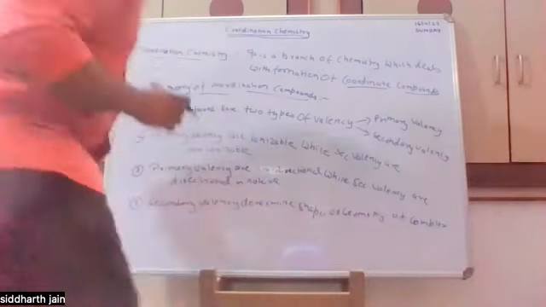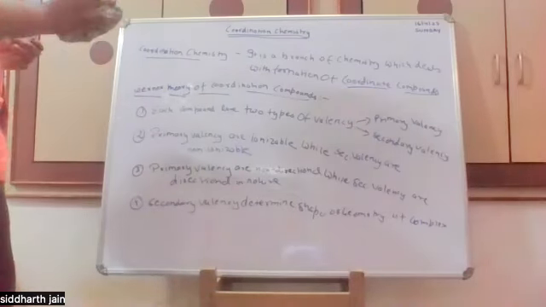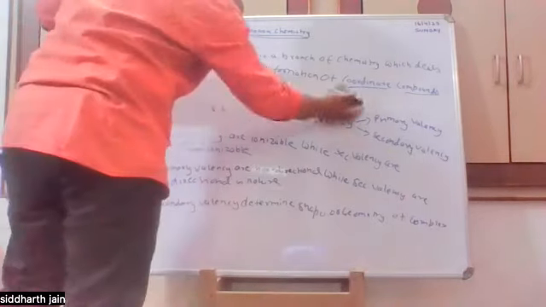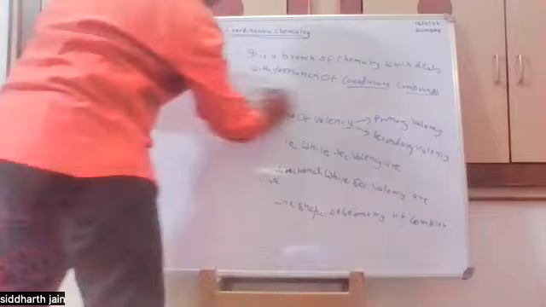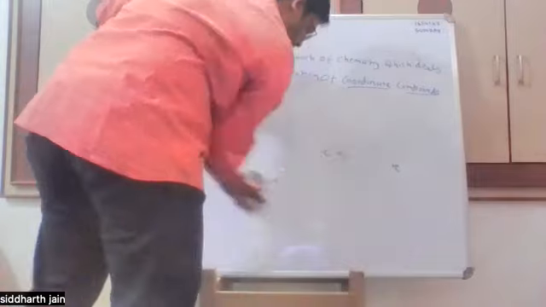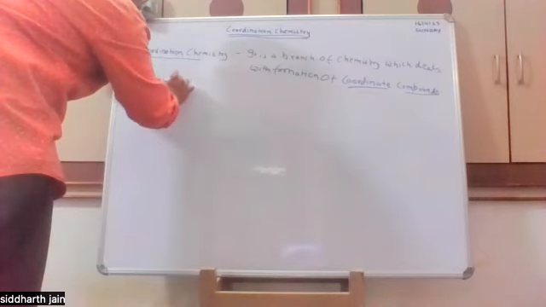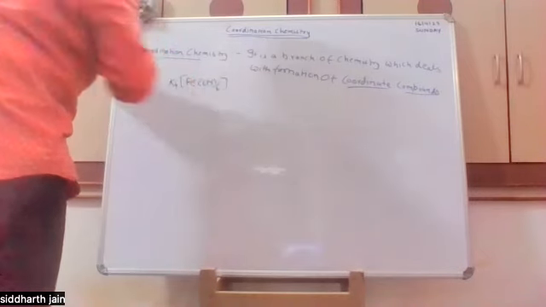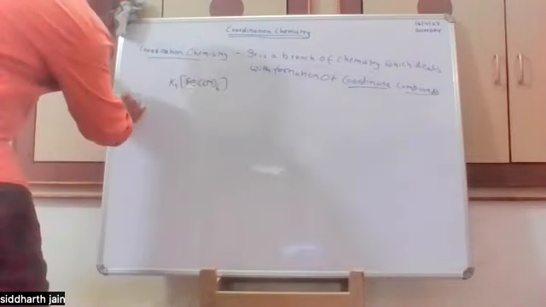So these are the 4 points which Werner gave. Now let's understand all these 4 points. What is meant by these 4 points? Let's take an example again of K4[Fe(CN)6]. So the first point was that the complex has both primary and secondary valency.